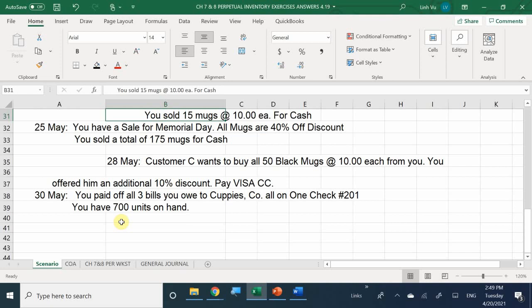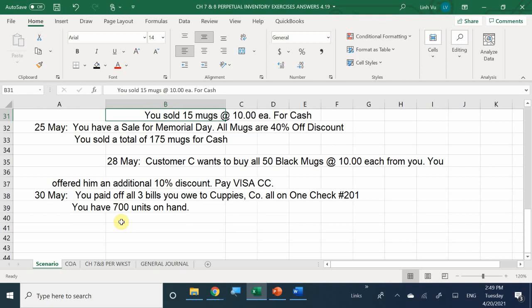Customer C wants to buy all 50 black mugs back, $10 each. We offered him 10% discount. So pay with Visa credit card. Okay, so here, a random customer decides to come in and take all of our black coffee mugs, right? Maybe they came in and said, do you have another color? We said, yes, we do. We have black. He goes, perfect. I'm going to take all of them.